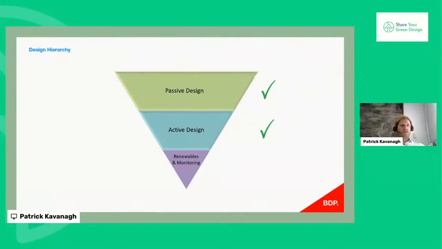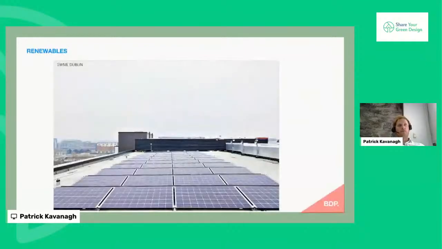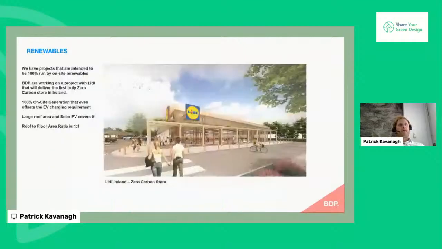So in terms of our design hierarchy, we've looked at passive and active design. Now moving on to renewables and monitoring. We have projects that are intended to be 100% run by on-site renewables here in BDP in our Dublin office, and we're currently working on, for example, this one I can talk about. It's a Lidl store that will deliver the first truly zero carbon store in Ireland. It's going to be 100% on-site generation from solar photovoltaics that even offsets the electric vehicle charging requirement.